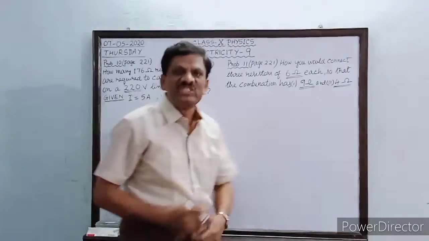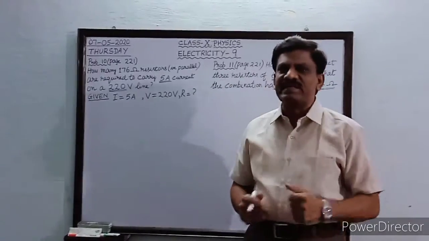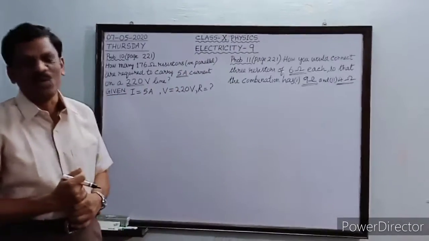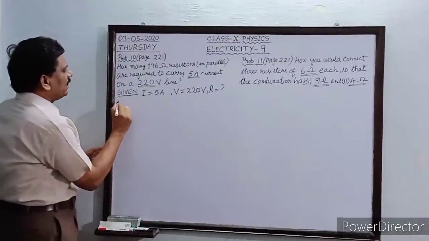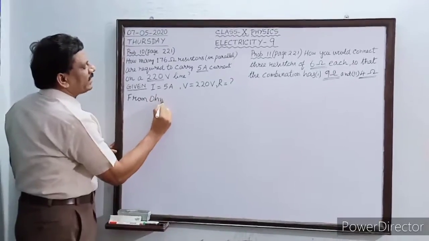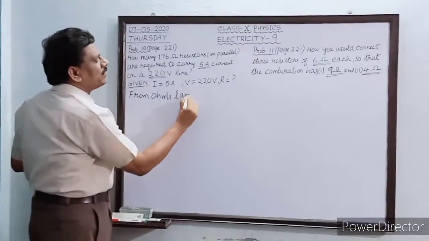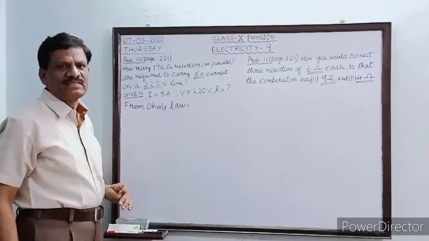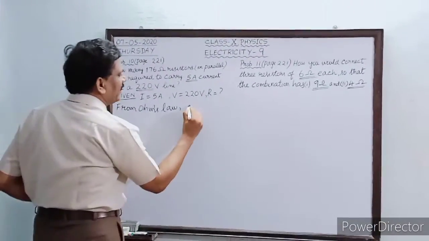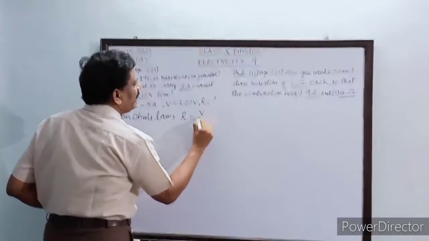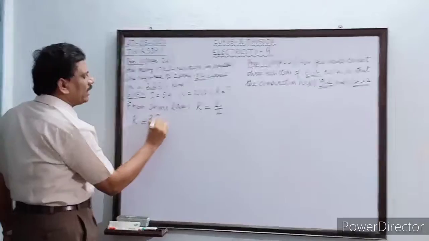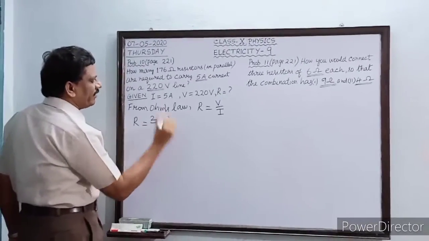Can anyone tell me which law connects these three quantities, namely current, voltage and resistance? Very nice, that is Ohm's law. From Ohm's law, I will write, what is the expression directly for resistance? Good. Yes, R is equal to V by I. So I will write R is equal to V by I, and R is equal to 220 divided by 5.